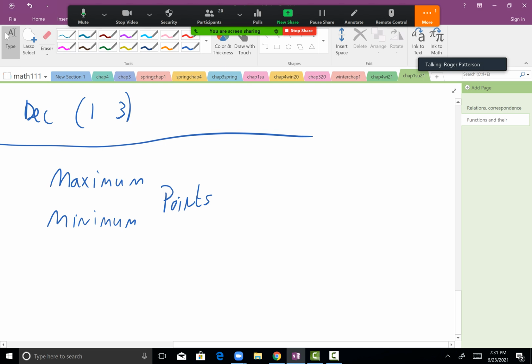There's 2 types. Okay, there is absolute and local. That's what they use here. So there's local points and there's absolute points. Now the difference is that local is within an interval. Okay? And absolute is not. It's throughout the whole thing. All right?